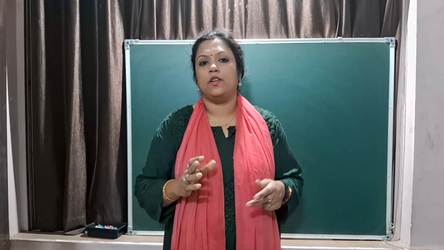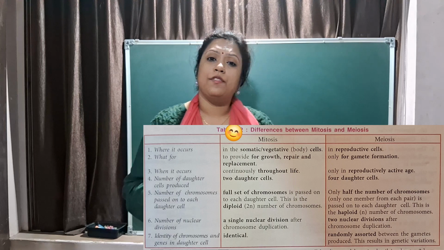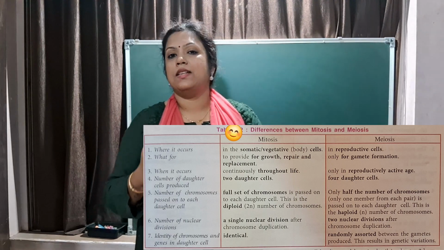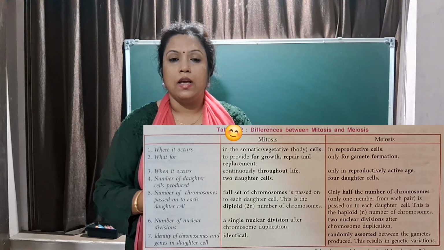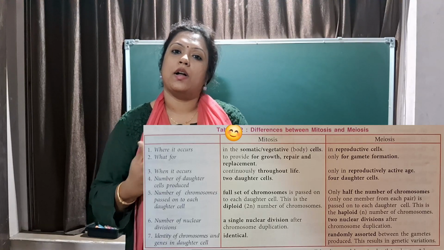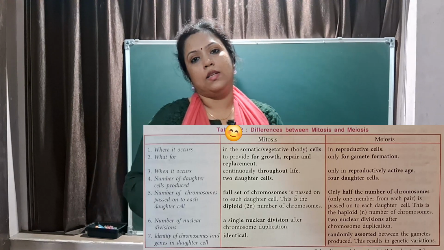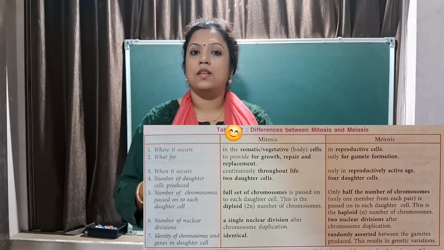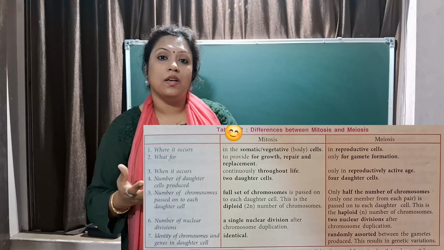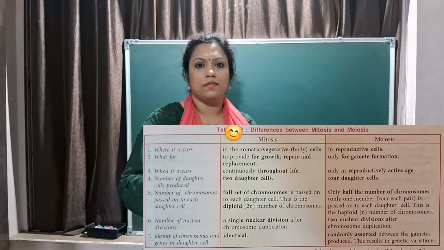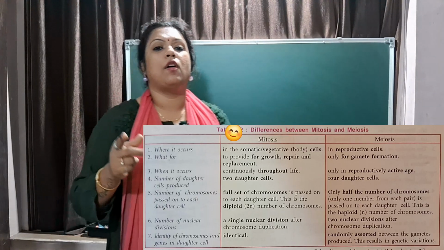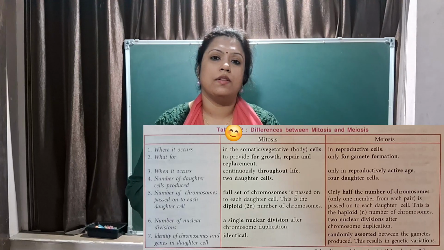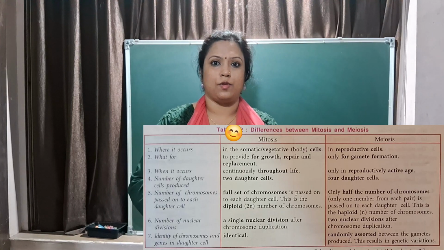Now, the last point of this chapter is the difference between mitosis and meiosis. So, how will you differentiate? Now, in which cells does the mitosis occur? It occurs in the somatic cells, and meiosis occurs in the reproductive cells. Number of daughter cells formed. In mitosis, how many are there? Write in the comment section. How many daughter cells are formed in mitosis and how many are formed in meiosis? The answer must be given in the comment section. I have already told you before.